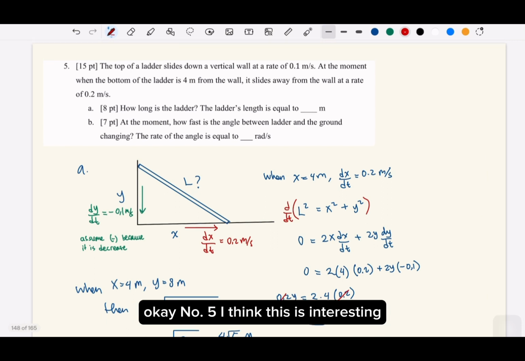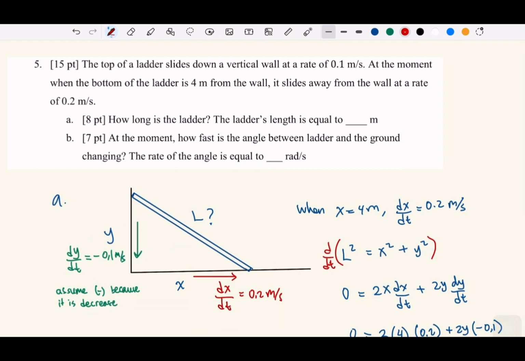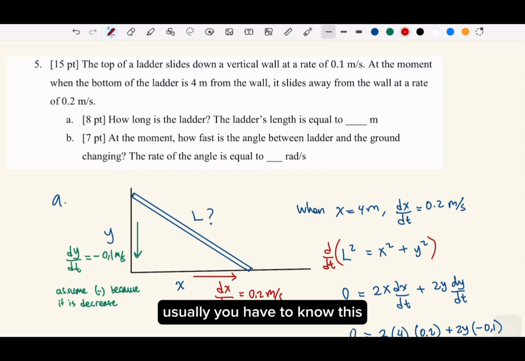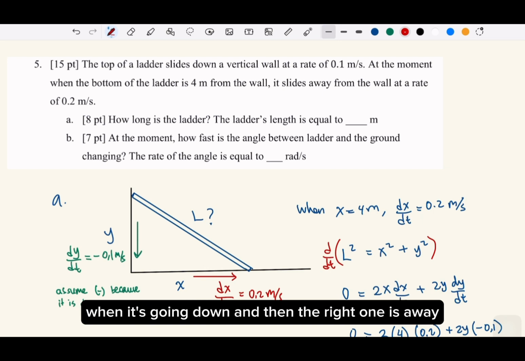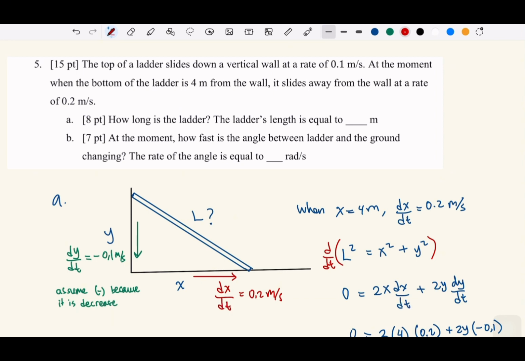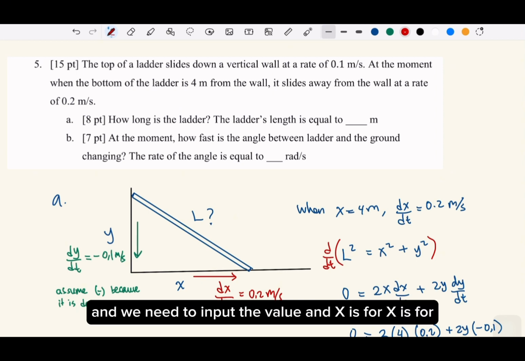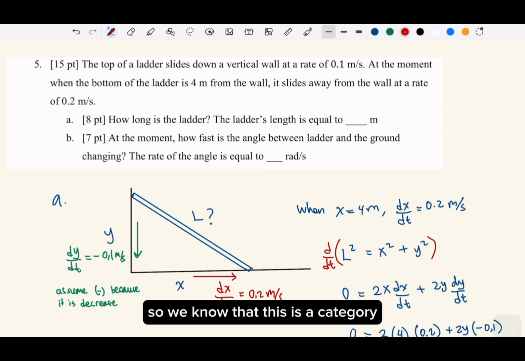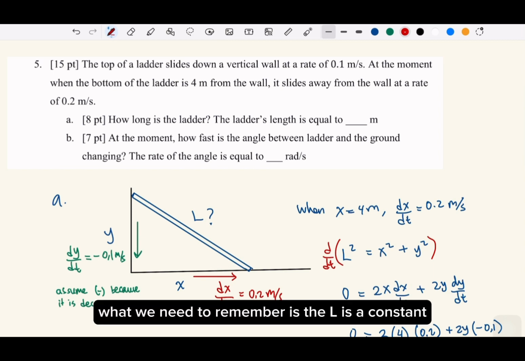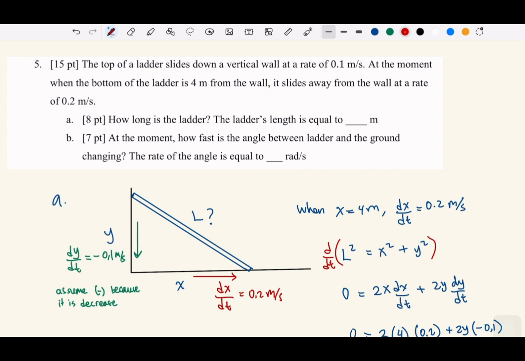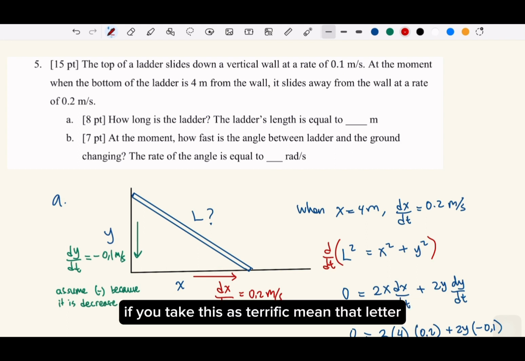Okay, number 5. I think this is interesting. Usually, you know this, and then usually it's asking the height, right? So we have the rate for when it's going down, and then the rate when it's going away, and we need to input the value when x is 4. So we know that this is a Pythagorean formula from the triangle. What we need to remember is that L is a constant.